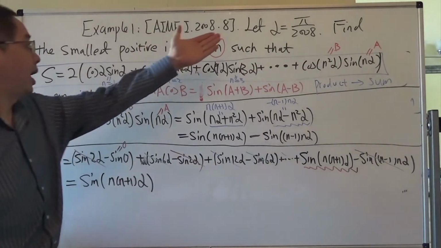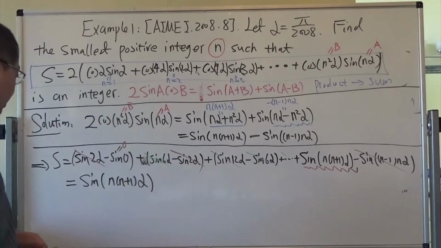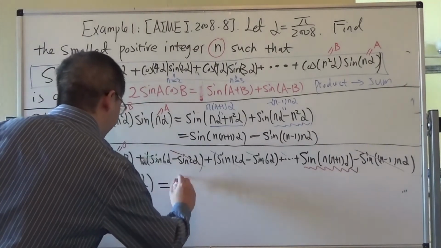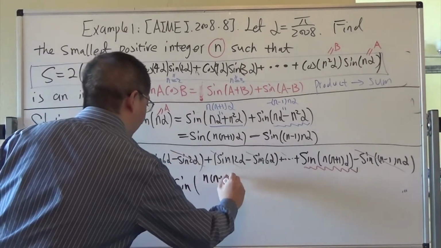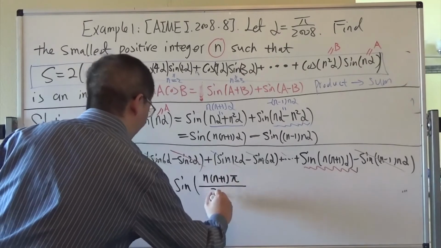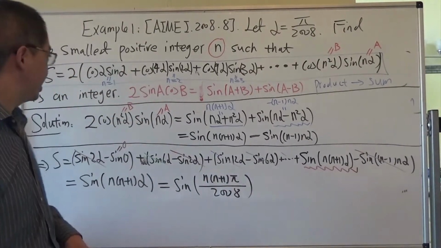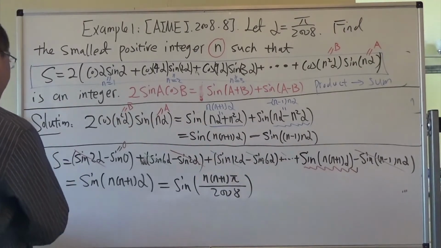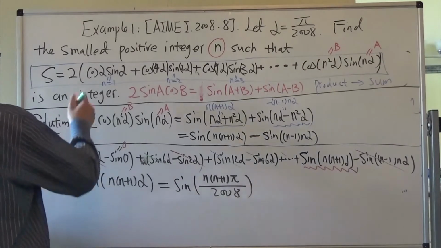Now, I can plug alpha into this expression. Here what we have is sine of n times n plus 1 times pi divided by 2008. Now, what is the goal? The goal is we want this to be an integer. This is what we want. So we want this to be an integer.